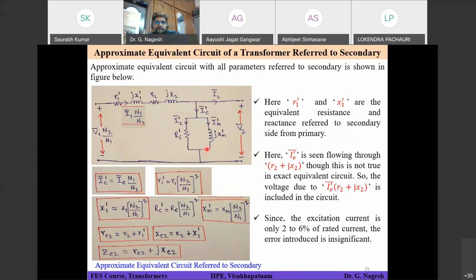Is it clear? If you understood the previous one, transferring onto the primary, it's the same thing. The only thing is the N1 by N2 factor or N2 by N1 factor will change. That's all. Got it?